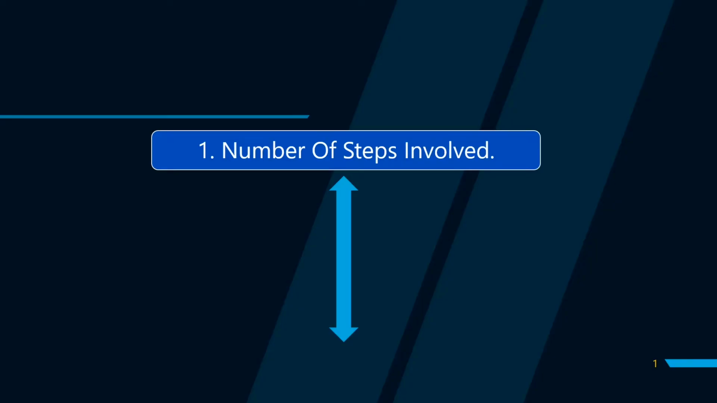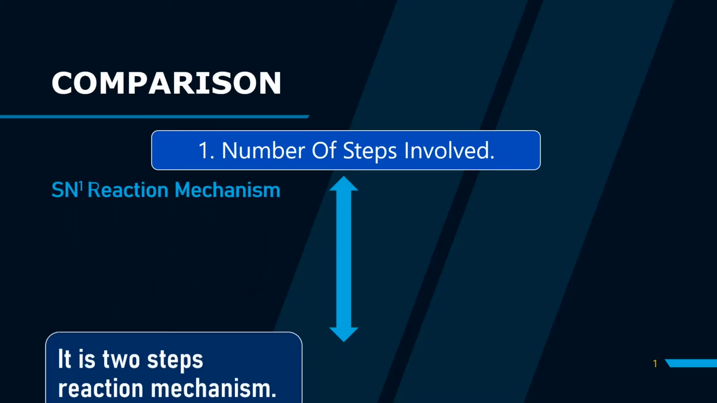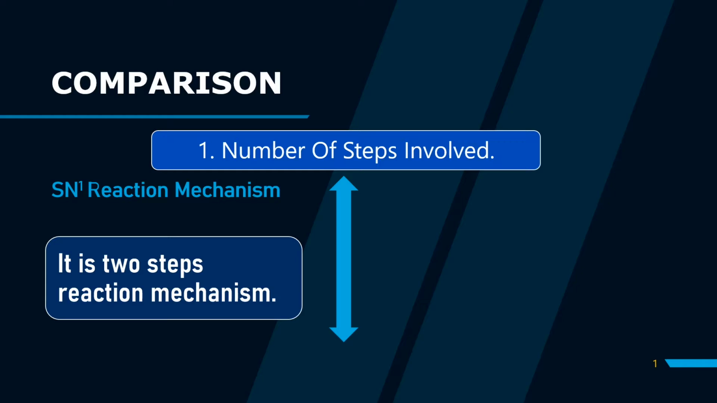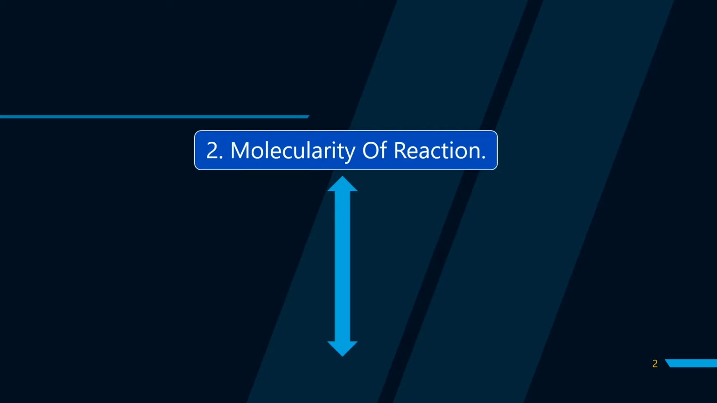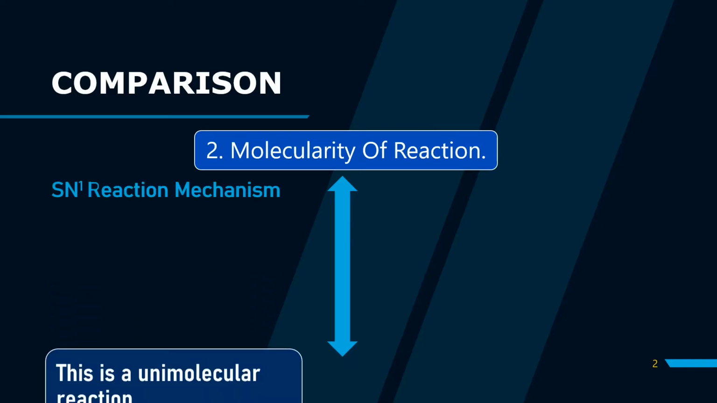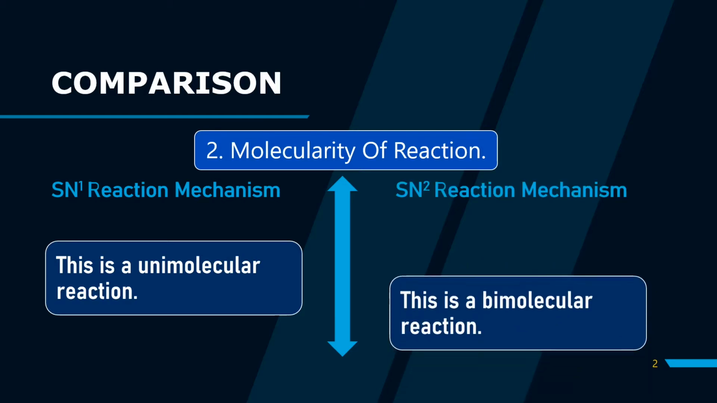So the first difference is on the basis of the number of steps involved. The SN1 reaction mechanism is a two-step reaction mechanism, while the SN2 reaction mechanism is a one-step reaction mechanism. Now let us consider the second difference on the basis of molecularity of the reaction. The SN1 reaction mechanism is a unimolecular reaction, while the SN2 reaction mechanism is a bimolecular reaction.